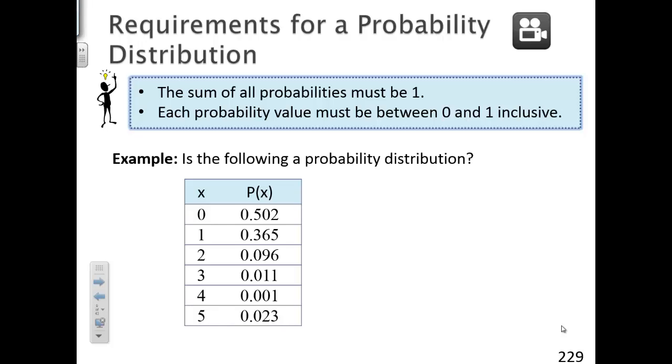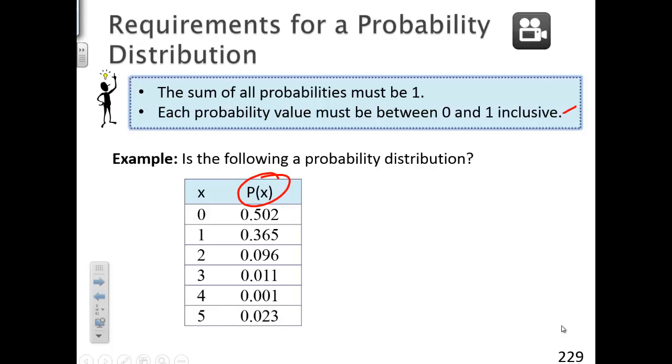So let's look at this table and determine, is it actually a probability distribution? Well, the second requirement is met. All the probability values are between 0 and 1. But is that first requirement met? Is the sum of the probabilities equal to 1?